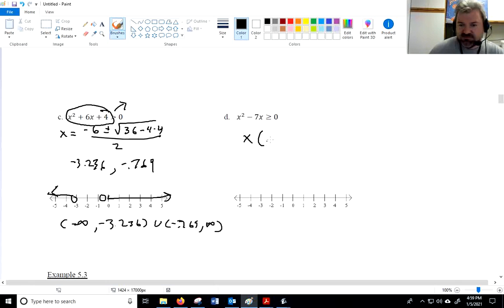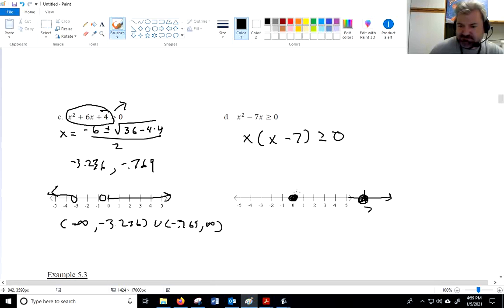All right, on this problem over here, we'll just simply factor out an x. So I get x times x minus 7 is greater than or equal to 0. Remember, always factor GCF first. So 0 is one of our values, and 7. Oops, don't have enough room on my number line there. 7 is one of them.